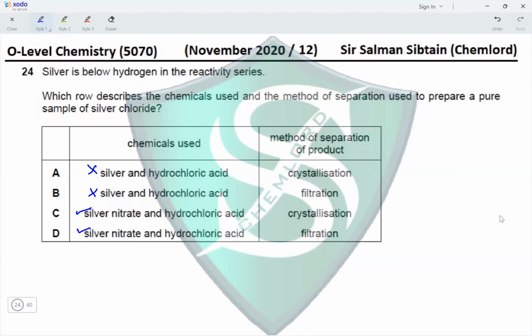Now let's look at the method of separation. In C, we have got crystallization. Crystallization happens for salts that are soluble and are dissolved in water. AgCl is a precipitate. It is not dissolved in water. And precipitates can be filtered out. So option D has filtration as the method of separation, which is correct, making option D the correct option for this question.